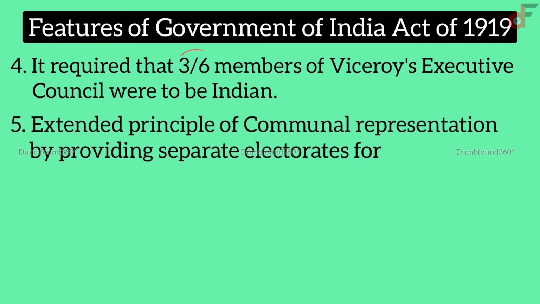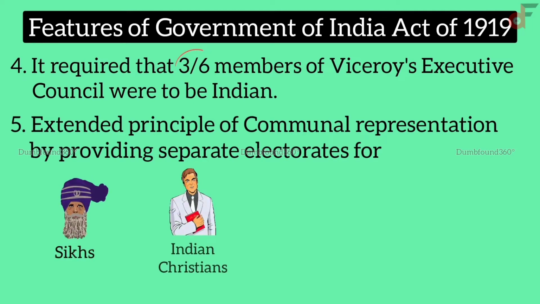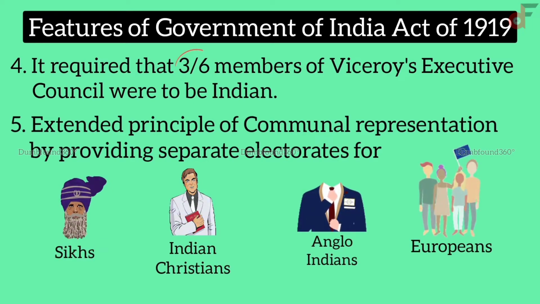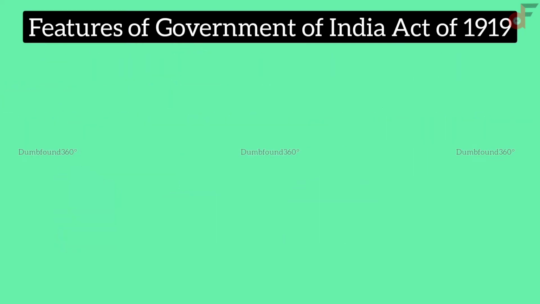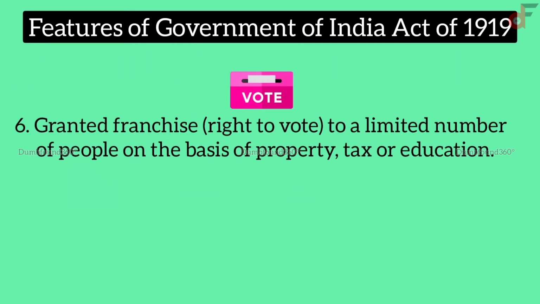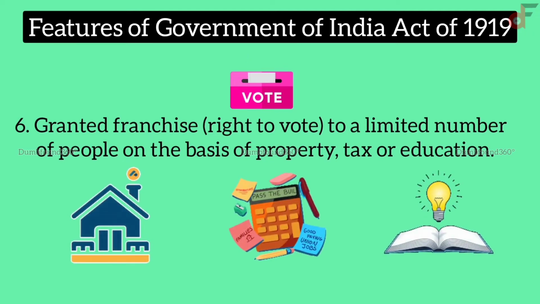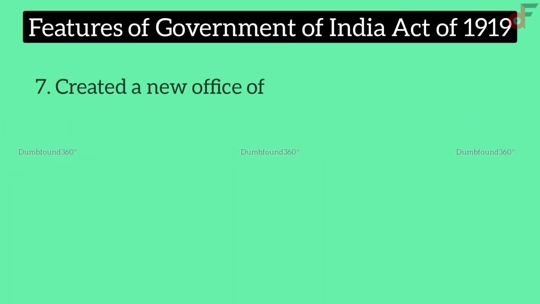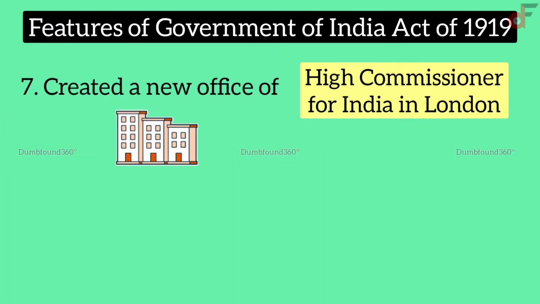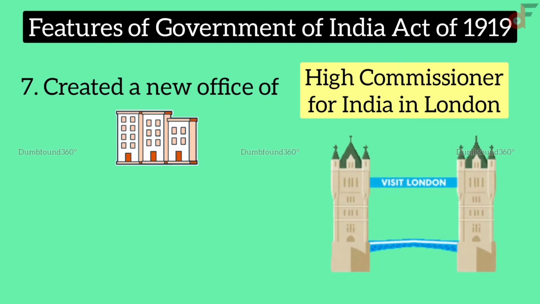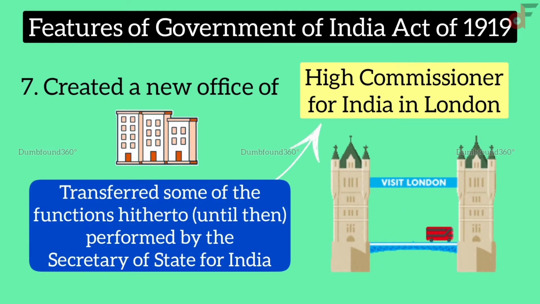5. It extended the principle of communal representation by providing separate electorates for Sikhs, Indian Christians, Anglo-Indians, and Europeans. 6. It granted franchise to a limited number of people on the basis of property, tax, or education. 7. It created a new office of the High Commissioner for India in London and transferred to him some of the functions hitherto performed by the Secretary of State for India.